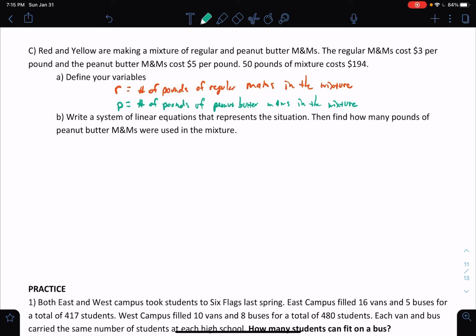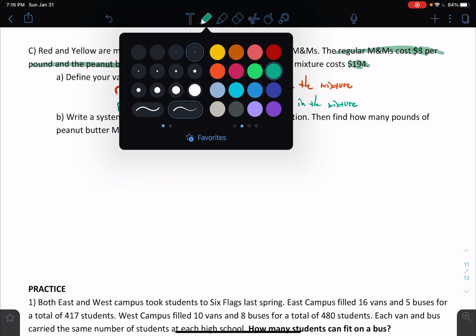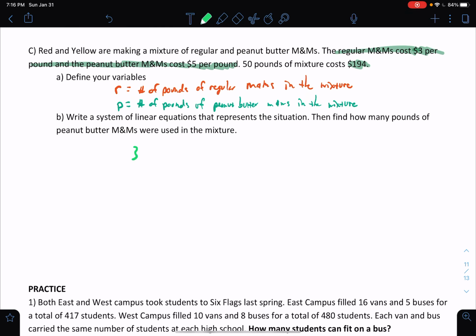We've got something that deals with their money. Regular costs $3 per pound. Peanut butter costs $5 per pound. So we've got a total here that deals with money. So I'm going to highlight everything that deals with money. So that's going to be my first equation. I can do 3R plus 5P equals $194. This deals with the money. All right, 3R plus 5P equals 194.